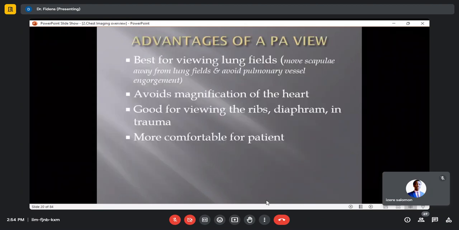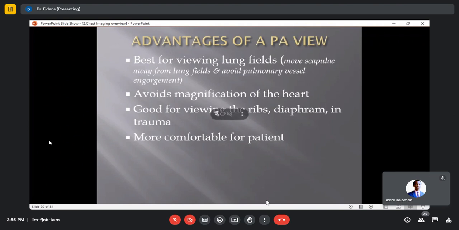So, advantages of a PA view. It's best for viewing lung fields. You remember the patient moves the scapula away from the lung fields, and it also helps in avoiding pulmonary vessel engorgement. You remember in AP, the patient is not able, as in PA, to make a deep inspiration, and the expiration can make vessels engorged. That also can change the normal structures in the lungs. Another advantage, it avoids magnification of the heart.